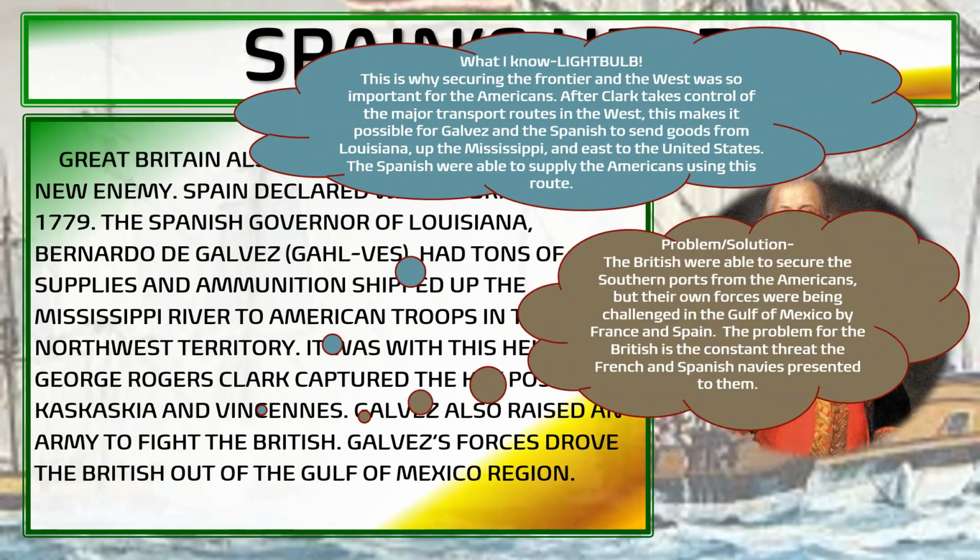Problem solution. The British were able to secure the southern ports from the Americas, but their own forces were being challenged in the Gulf of Mexico by France and Spain. The problem for the British is this constant threat of French and Spanish navies presented to them. The French and Spanish navies are now at war with Britain. So Britain can't focus its energies on blockading America. And because of that, it starts to poke holes in the blockade. It starts to poke holes in the British ability to keep the Americans from getting goods. So this is good for the Americans. Okay, so again, that overall strategy, what made the difference?